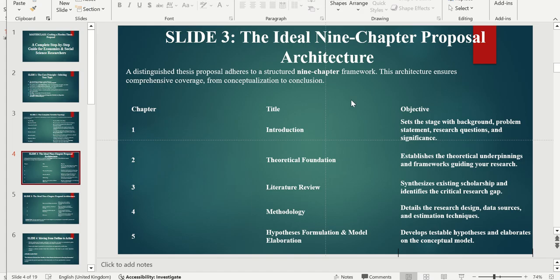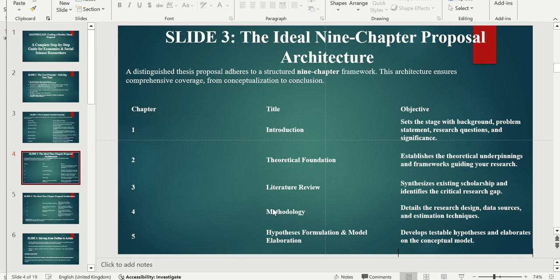Now let's discuss the structure of the complete thesis proposal. A professional thesis proposal follows a logical flow. It begins with the chapter of introduction, where you explain the background, identify the research problem, present your objectives and research questions, and explain why the study is important. The next one is the theoretical foundation, where you introduce the theories supporting your study. Then comes the literature review, where you summarize previous studies and identify the research gap.